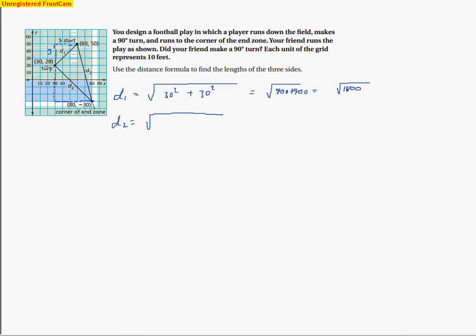Rather than counting the spaces, 1, 2, 3, 4, 5, I see that's 5 spaces. So I can subtract 30 minus 80, and that makes 50. And then I'm going to square that answer. So that's just 50 squared, which ends up being 2,500. Then over here, I'm going to add on, and I could subtract 20 minus negative 30. You add the opposite, that makes 50. And so 50 squared makes another 2,500. When I add those two together, I get 5,000.